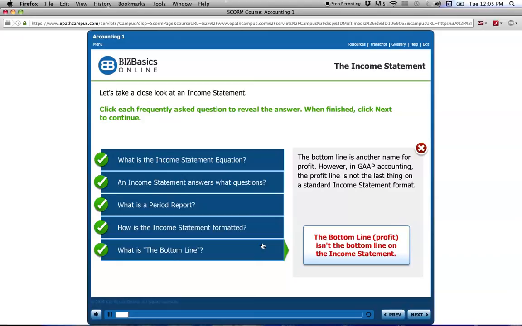As discussed on the next slide, the bottom line is another name for profit. However, in GAAP accounting, the profit line is not the last thing on a standard income statement. GAAP requires additional information, some of which relates to dividends. So, funny thing in the business word swamp, the bottom line isn't the bottom line of the income statement. They don't want this to be easy, you know.